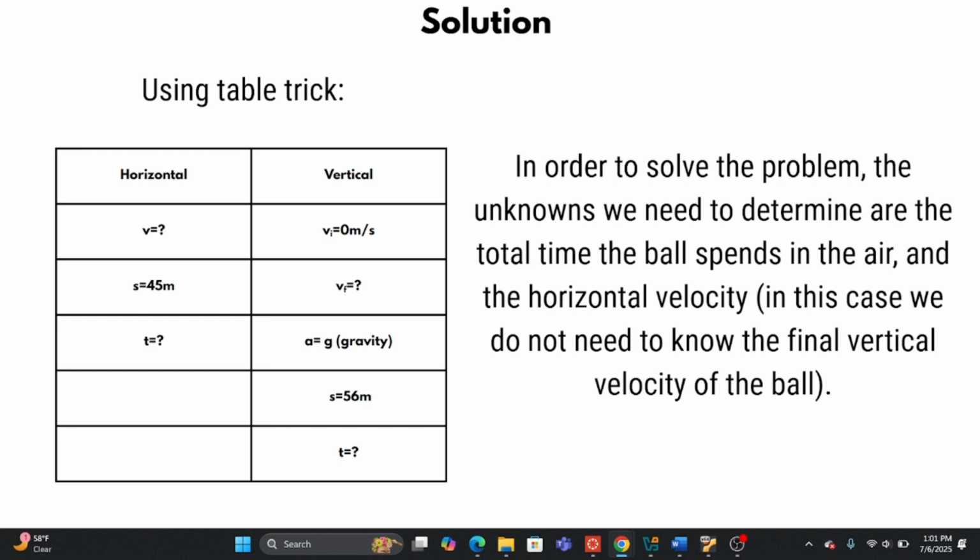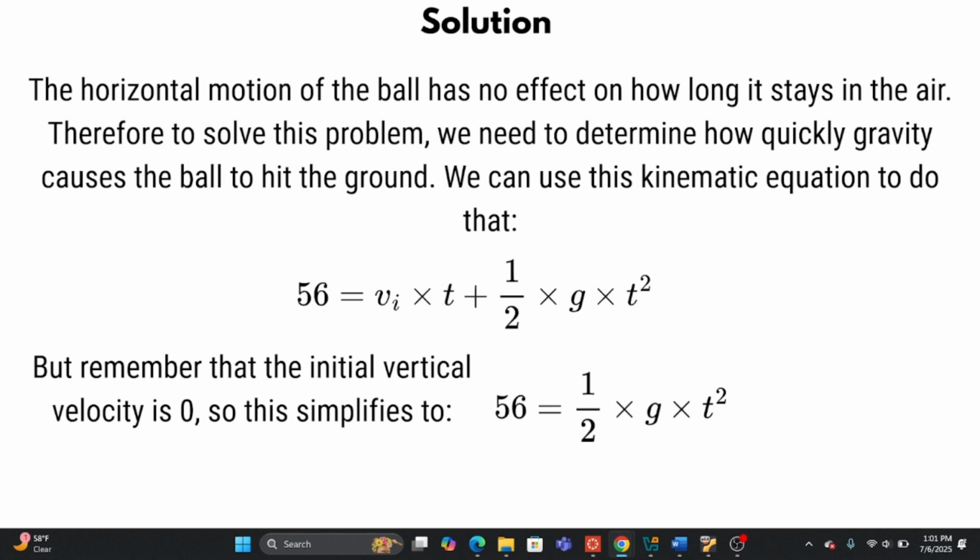So in order to solve the problem, the unknowns we're going to have to figure out are once again the total time the ball spends in the air, but in this case we also need to figure out the horizontal velocity. And once again, we don't need to know the final vertical velocity of the ball for this one. So the overall process is going to be pretty similar to the last one. The horizontal motion of the ball has no effect on how long it stays in the air. We already know that, right?